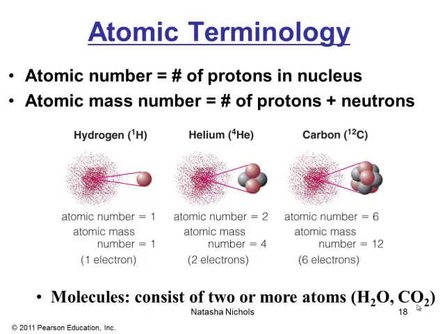Carbon 12 in this case, which is very important because that's what life on Earth is based on, has an atomic number of 6 and an atomic mass number of 12, which means it must have 6 protons and 6 neutrons, which add up to 12. Now, molecules are a combination of 2 or more atoms. For example, water, or H2O, is a combination of hydrogen and oxygen. Carbon dioxide is a combination of carbon and oxygen.